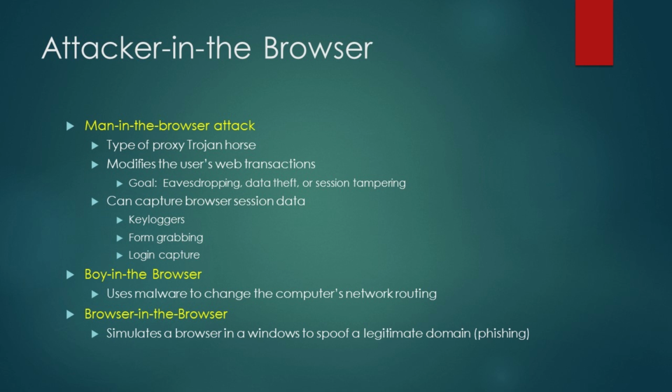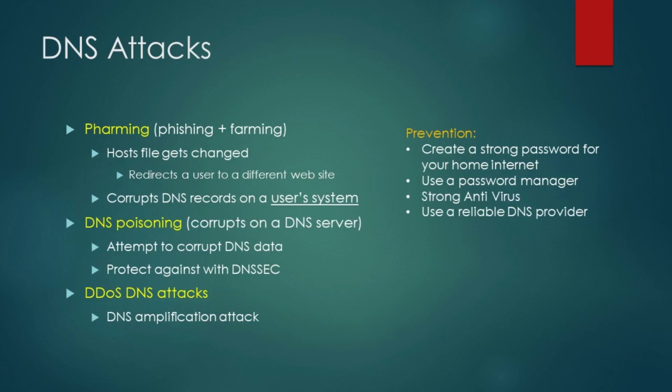Okay, let's pivot slightly. Away from direct interception, towards manipulating the systems that guide us online. DNS attacks. Yes. Attacking the domain name system. If you can control where names point, you can cause widespread misdirection. Two main types here. First is farming. You can think of it as like phishing plus farming. It's usually localized. The attacker modifies the hosts file on your specific computer.